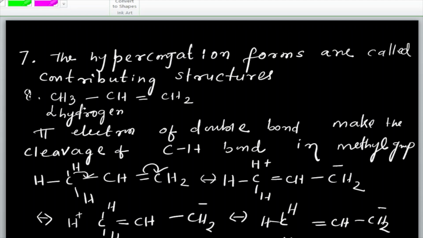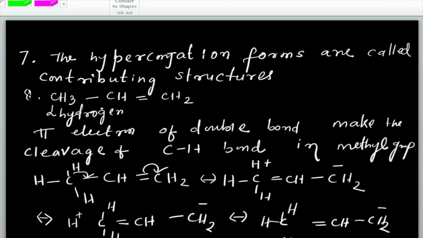3 alpha hydrogens mean 3 structures, including the original structure, where they behave as contributing structures. Then what happened here? This is called alpha hydrogen. Why alpha hydrogen? Because it is attached to the alpha carbon. Pi electrons, you know there is a double bond. CH3, C. This is the pi electron of the double bond, which causes the cleavage of the CH bond.